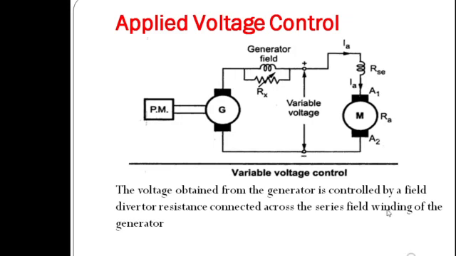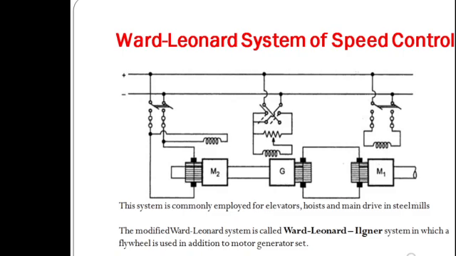So in the next you can see that is a Ward Leonard system of speed control. Moreover, this system has been utilized in the lift. Nowadays, we are utilizing this system in lift.